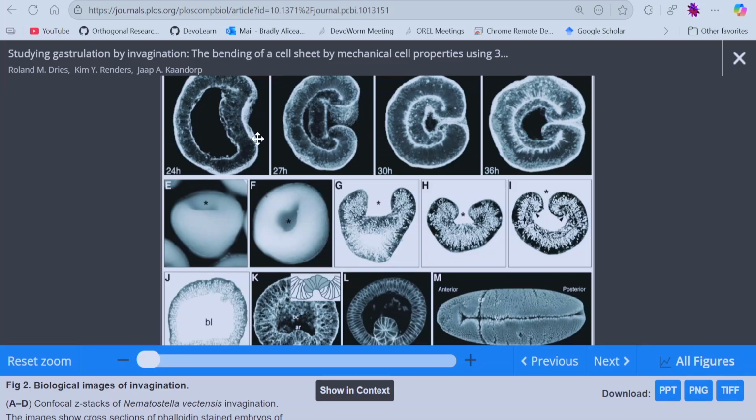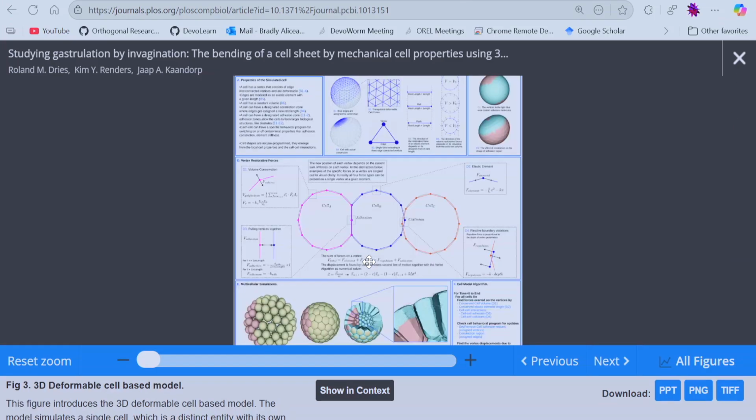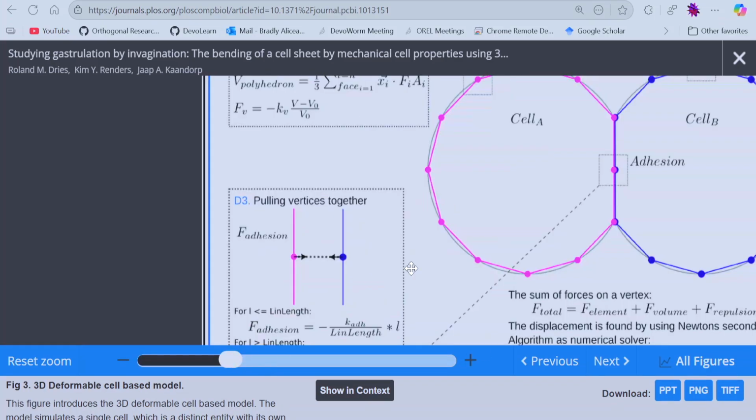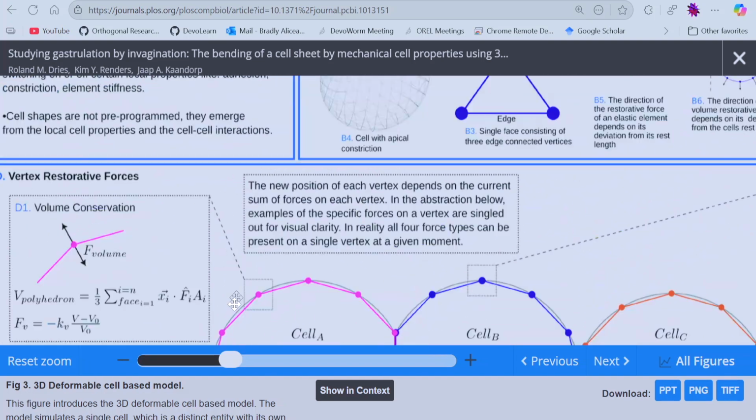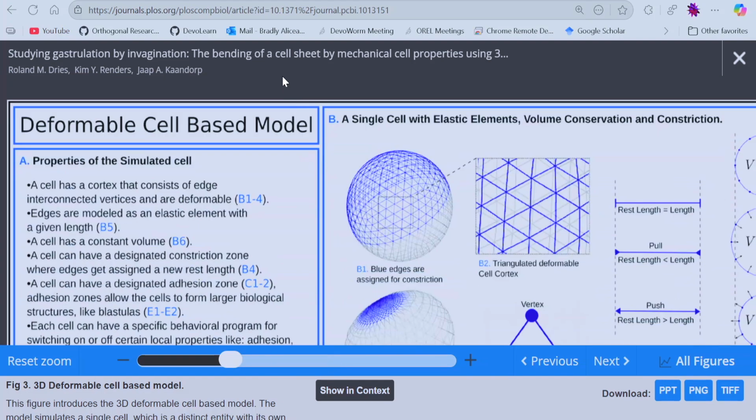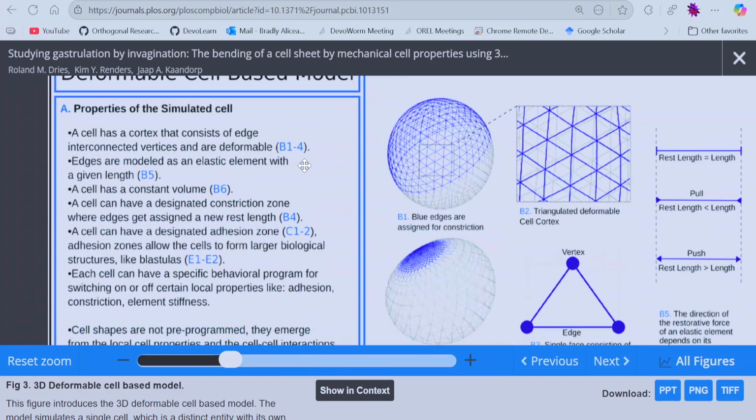And then this is shown kind of in microscopy. So this is just showing, this is in Nematostella vectensis. And so this is just showing these changes in that organism. Then this is their model. So zoom into the model here. So basically they have, let's see, go up to A here. It's kind of like a poster.